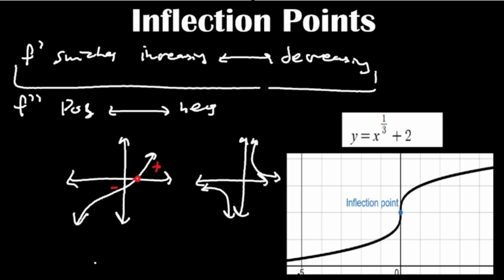So what you want to look for is places where f double prime is 0 or undefined, because those are the places where f double prime is going to be able to switch from positive to negative or vice versa, and thus those are the places where your function could have an inflection point.